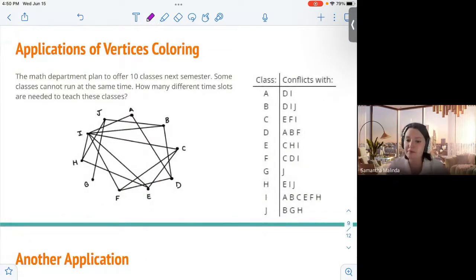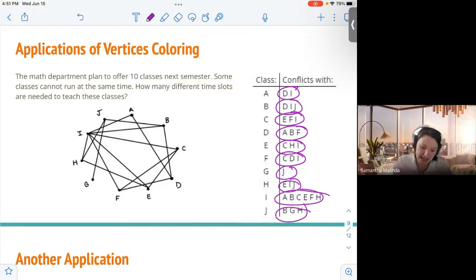The math department plans to offer 10 classes next semester. Some classes cannot run at the same time, like because of teachers or times or something like that. How many different time slots are needed to teach these classes? So you have classes A through J, which are the vertices you see here, and your conflicts. These conflicts are depicted by the edges.